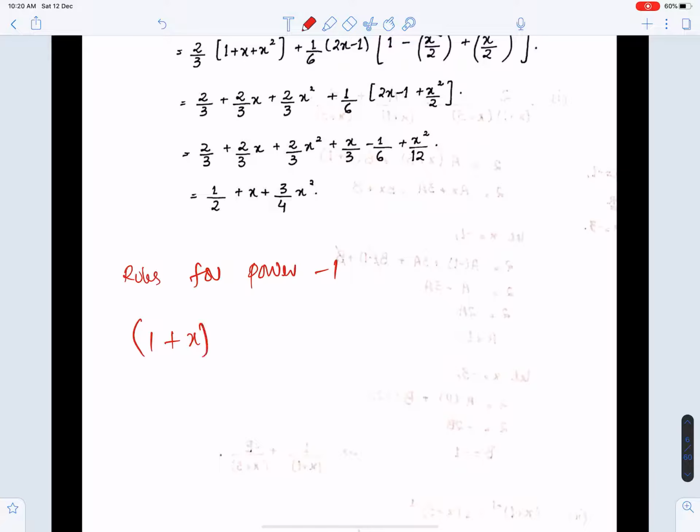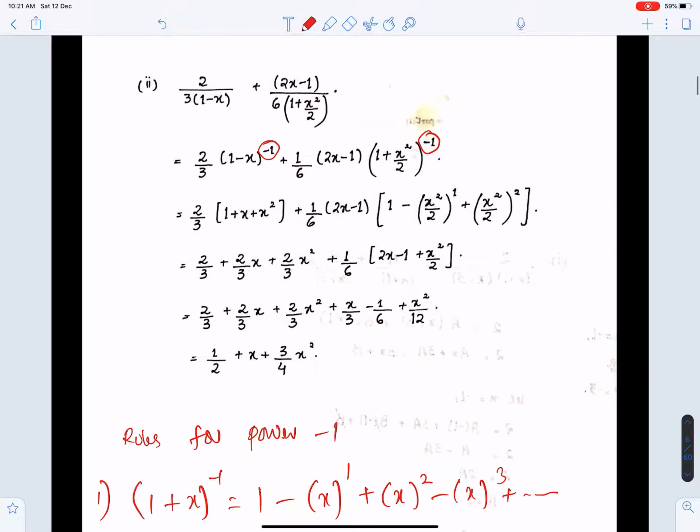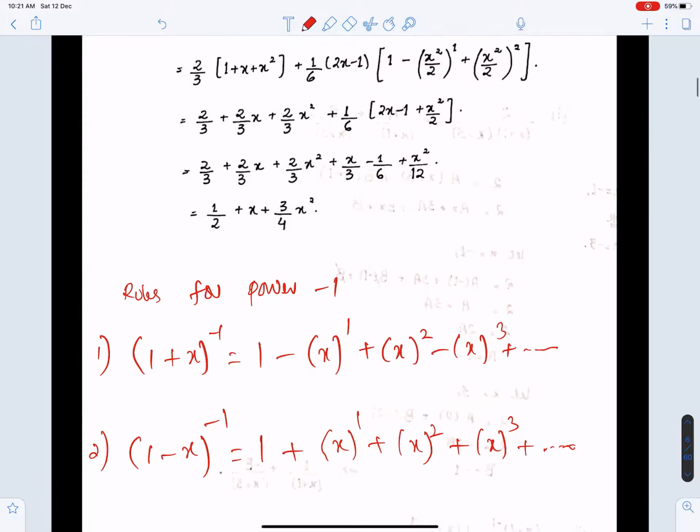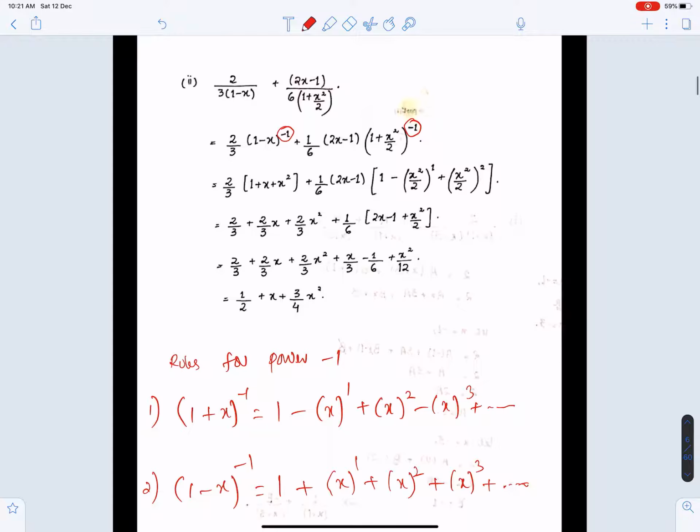When we have a positive sign, then we expand the expansion with alternate signs. This is rule number 1. And when we have a negative sign with power -1, then we expand all the terms with positive signs. These are two rules, and we use these rules in binomial with partial fractions. We use partial fraction to expand this expansion, the expansion of part 1.